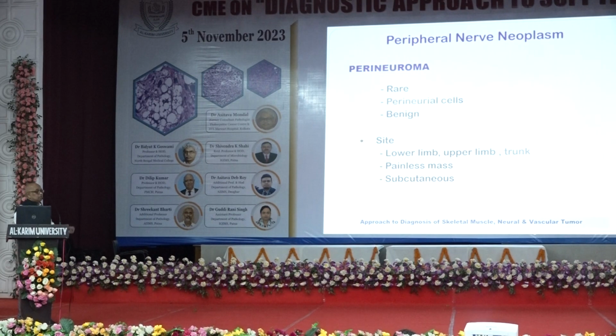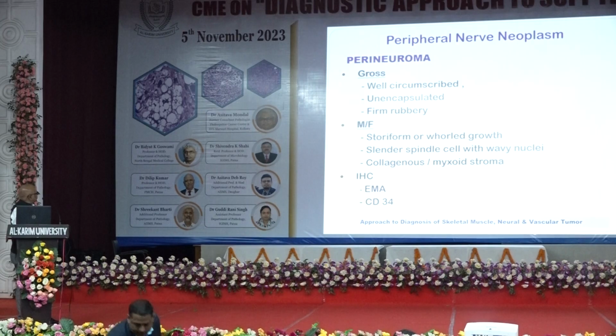Perineurioma. Perineurioma arises from perineurial cells, as I already showed you in the previous histology slide. It is very rare and benign. The sites are lower limb, upper limb and trunk. It is a painless mass in a subcutaneous location. It will again be well circumscribed, unencapsulated, rubbery, and you can see the storiform and whorled growth pattern with slender spindle cells with wavy nuclei and collagenous and myxoid stroma. On IHC, EMA and CD34 will be positive.